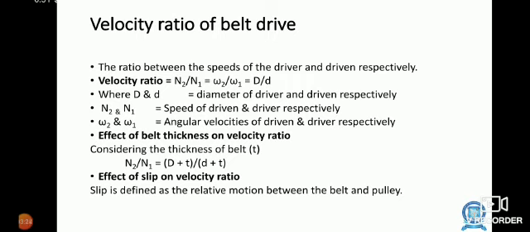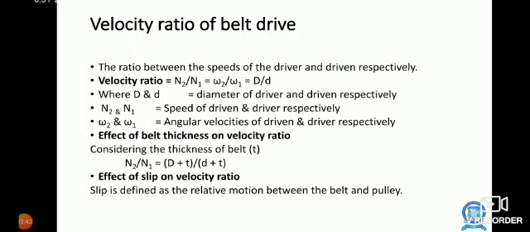N2 and N1 are the speeds of the driven and driver. Omega 2 and omega 1 are the angular velocities of the driven and driver. Effect of belt thickness on velocity ratio. Considering the thickness of the belt, N2 by N1 equals capital D plus small t divided by small d plus small t.